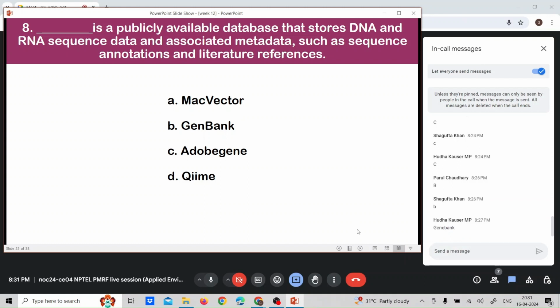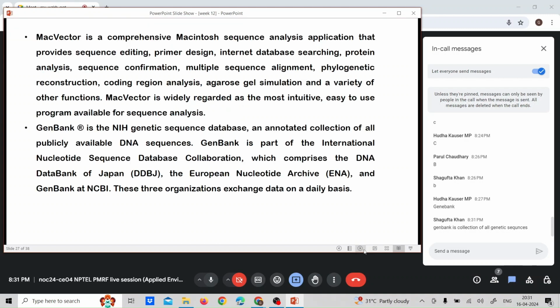Okay, we have one response. GenBank is a collection of all genetic sequences. And as you have answered, GenBank is right.